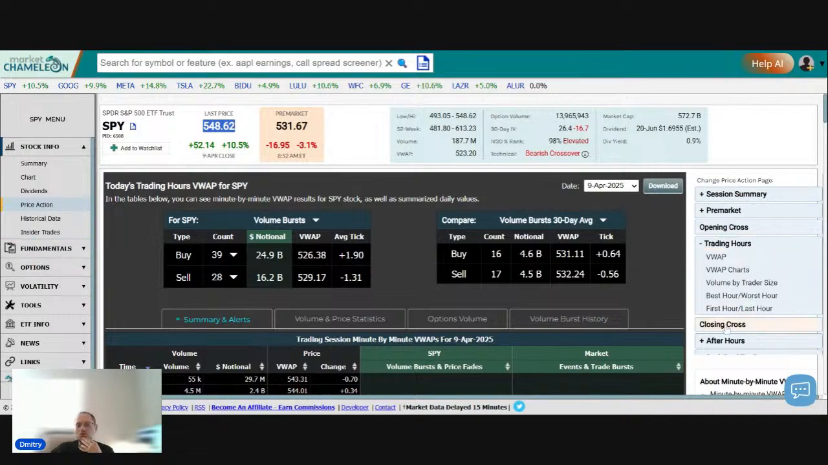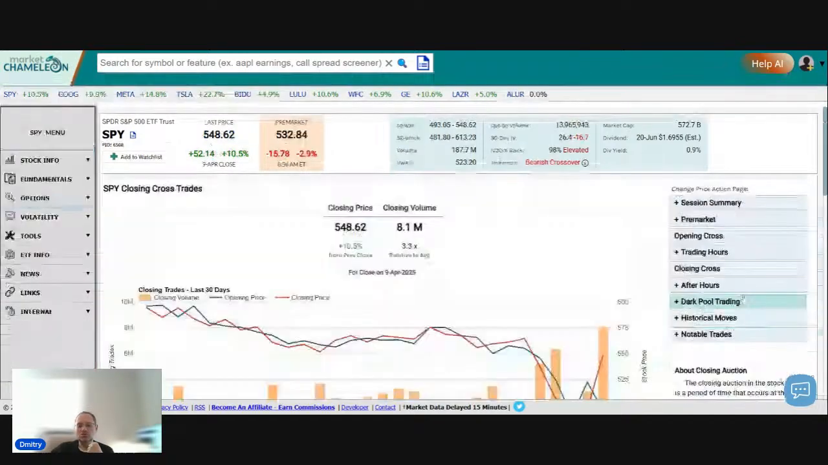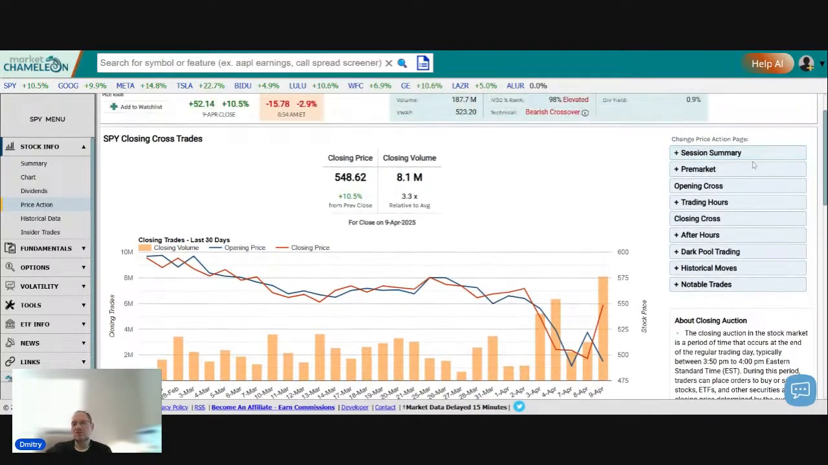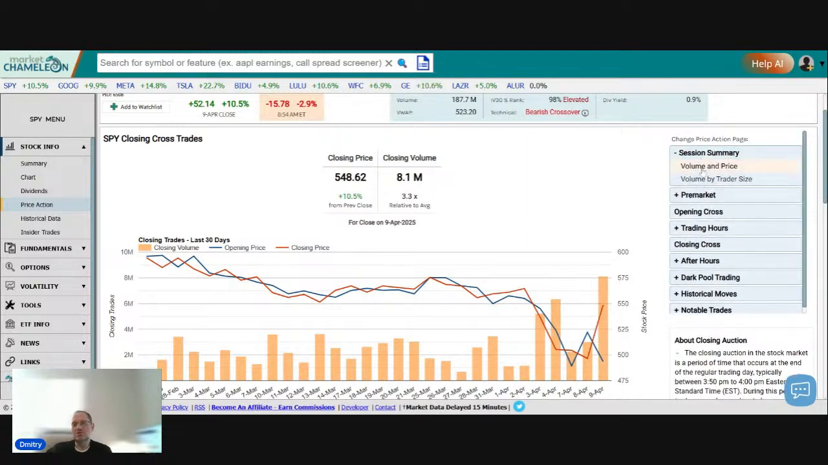And if we wanted to, I'm going to just show you on the volume, hit closing cross. You could see yesterday's volume. These are all the closing price, the volume going back in history. So yesterday's closing volume was big, 8 million shares at the close. So you could see the history of it. It's very big. And on a big uptick. Okay, so let's come back here for a second. Let's go back to the summary.